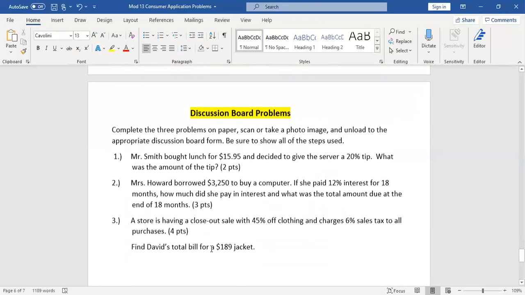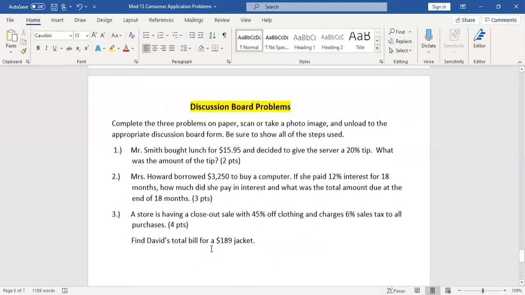And we have come to the end of our lesson, ending with our discussion board problems. So complete the 3 problems on paper, scan or take a photo image, and then upload it to the appropriate discussion board form. Be sure to show all of the steps used.